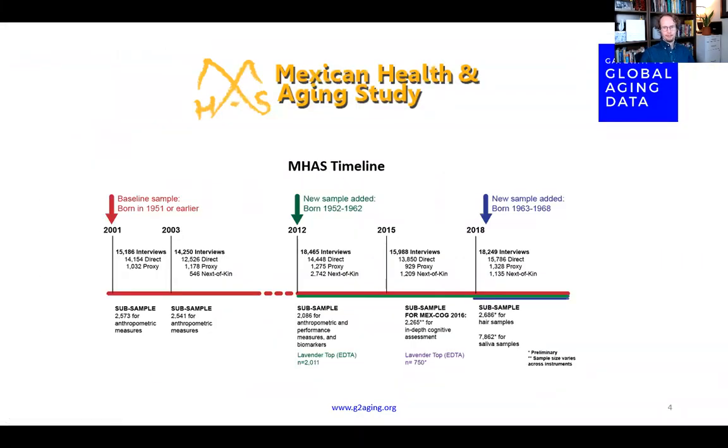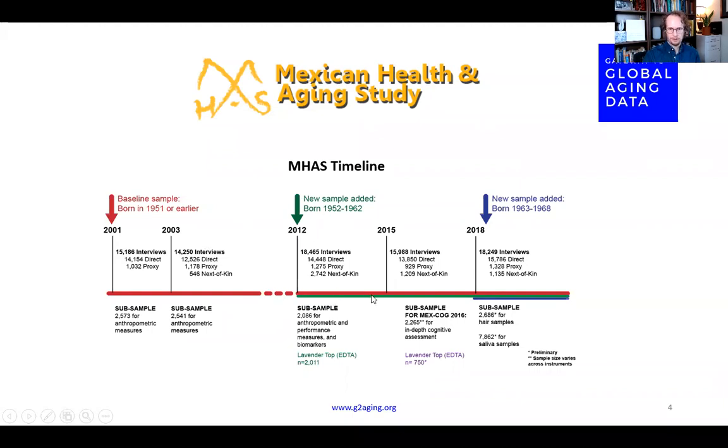Here also is a timeline that the MHAS team has generated of the MHAS study. You can see that it was begun in 2001 and then re-interviewed in 2013. They started with 15,000 people interviewed. And then they had this kind of a long, almost 10-year gap, which is different than the HRS or some of the other HRS sister studies.